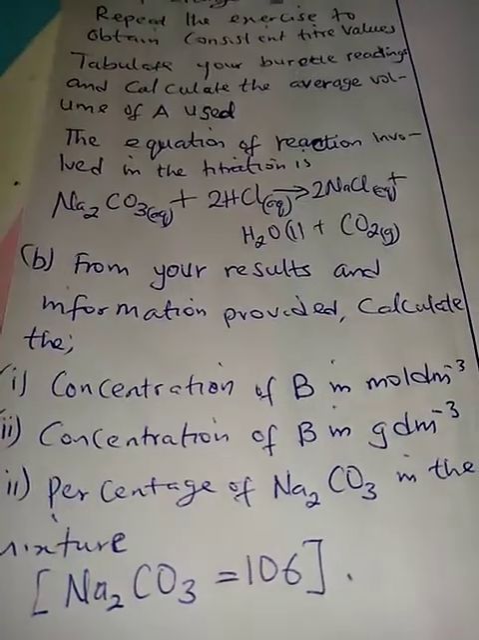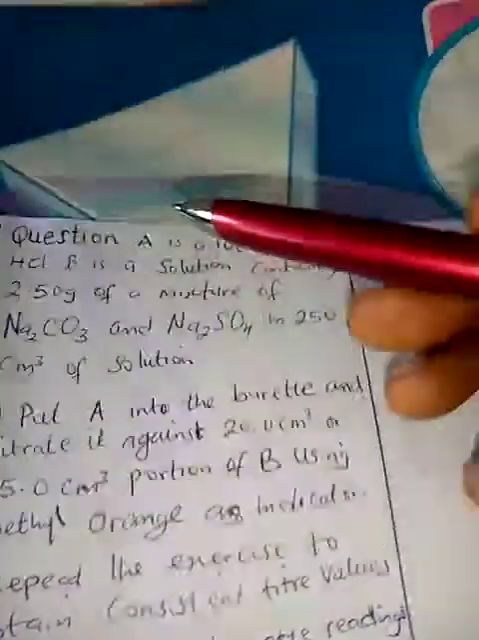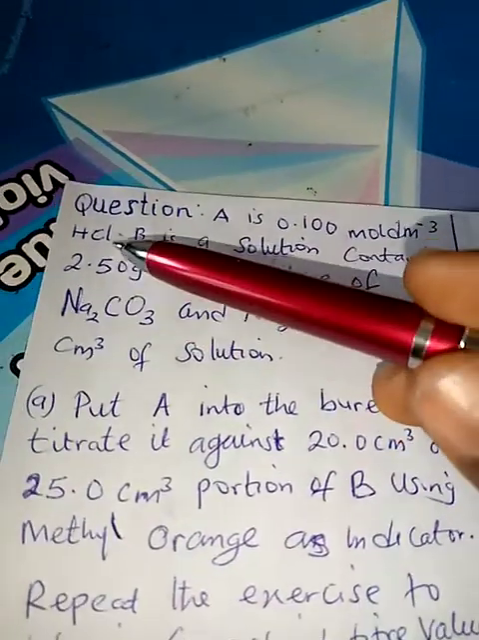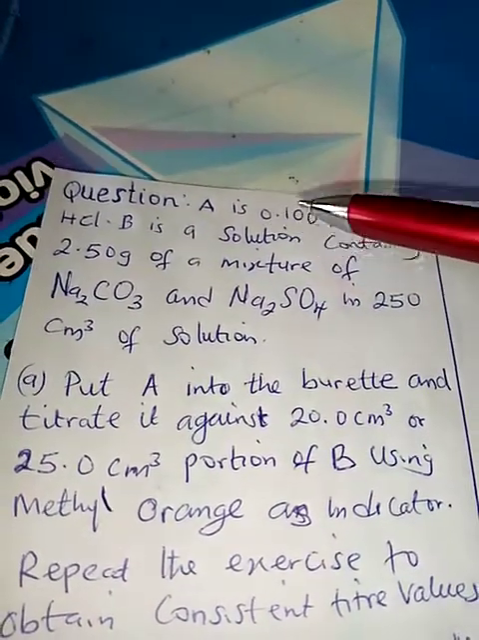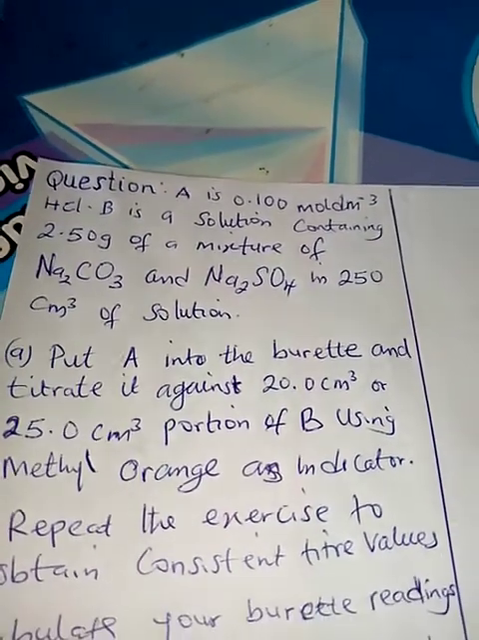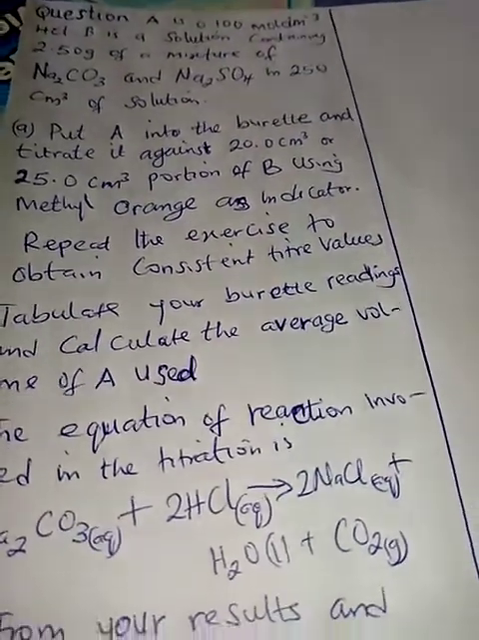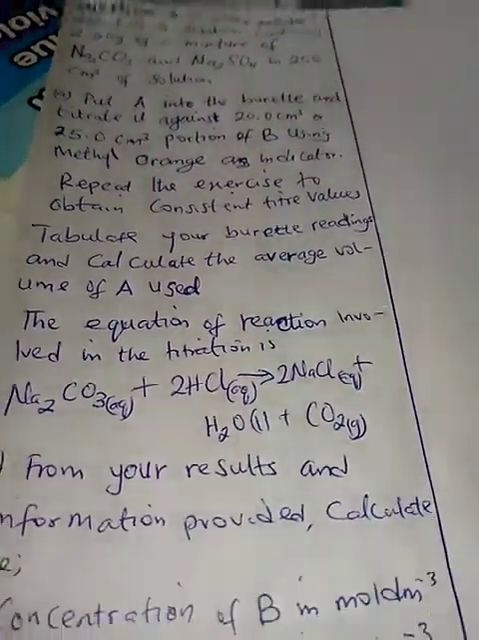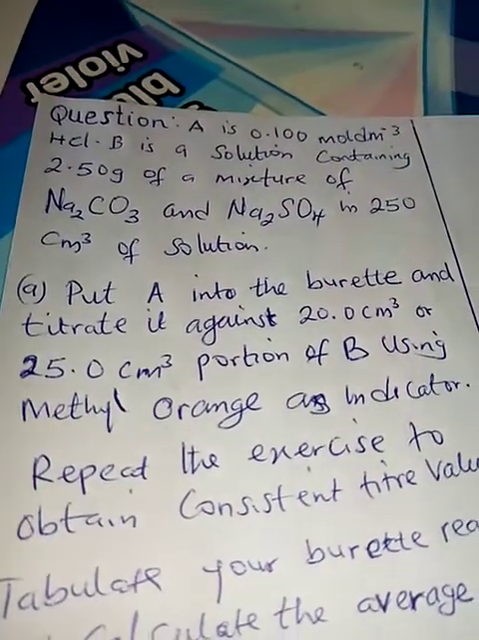Now I have said that a standard solution is a solution of known concentration, like the HCl that we have here. This HCl we have here is a standard solution because the concentration is 0.100 mole per dm cube. Now we can also use titration to look for water of crystallization. I think we are going to save that for another video. So let's quickly read through the question.